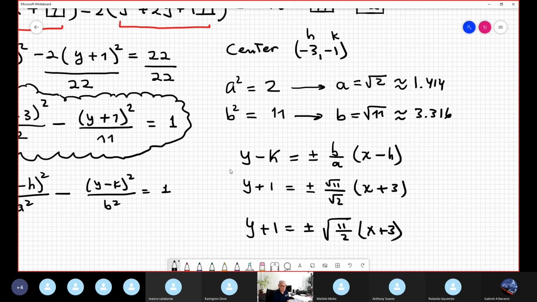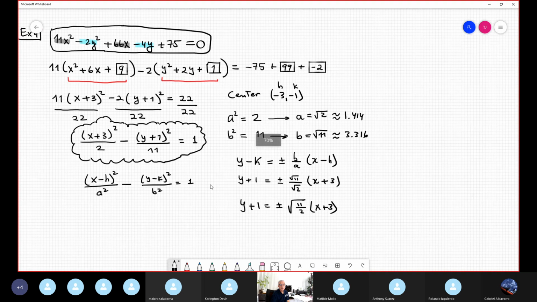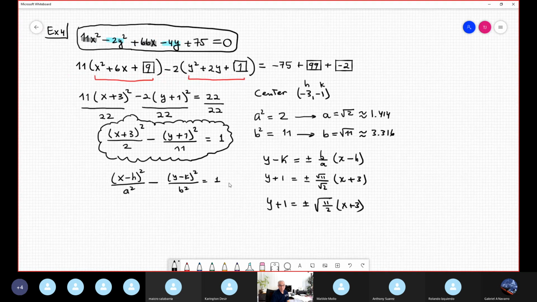Okay, let's see it in Desmos. And Desmos is a little bit complicated, let me show you, because it's an irrational number. But it's okay. Let's do it.